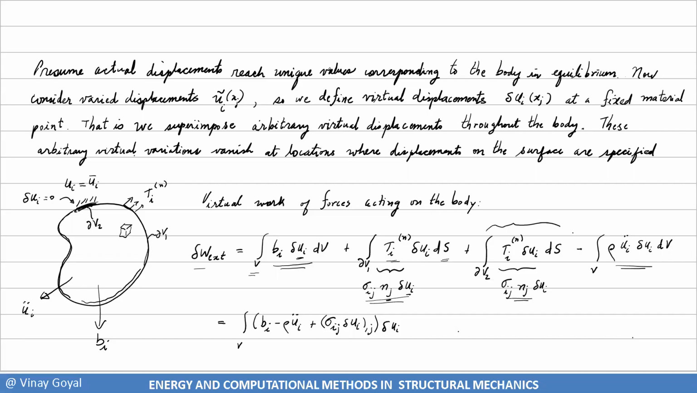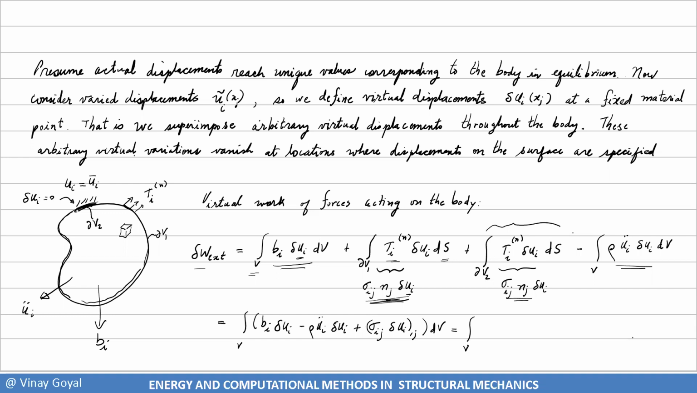The mistake I made is actually even greater than I thought. So you can see here that, let me erase this. Each of these should have a del ui. So I apologize. Let's do it step by step. So this should have a del ui minus rho ui double dot del ui. And then this term right here becomes plus sigma ij del ui, comma j here, and then close the dv there. And so now I'll continue.